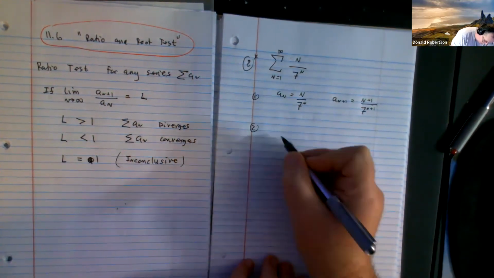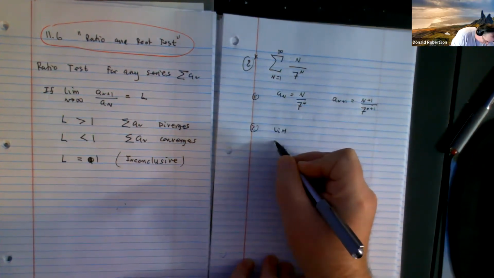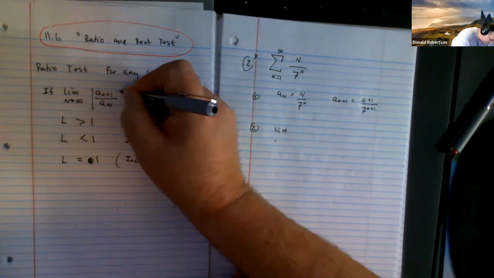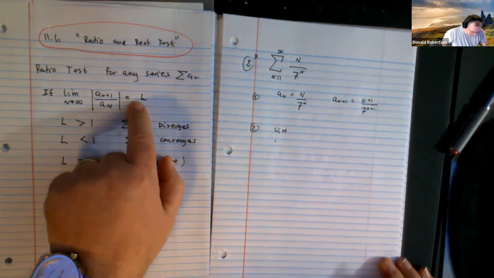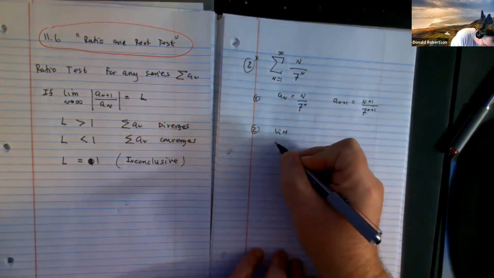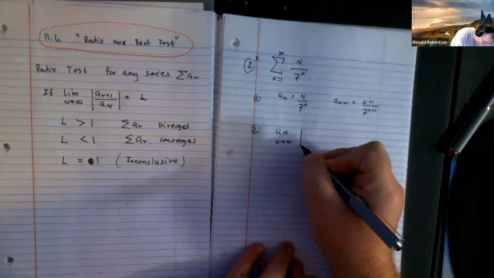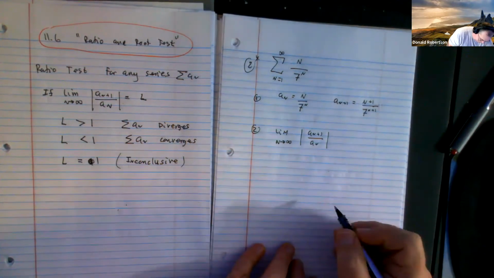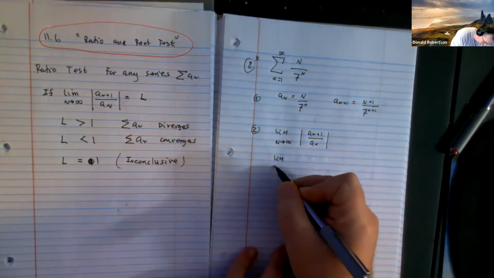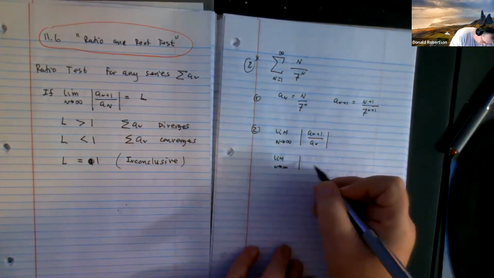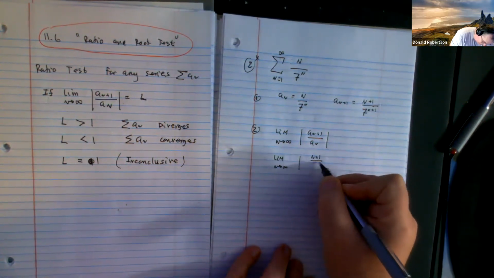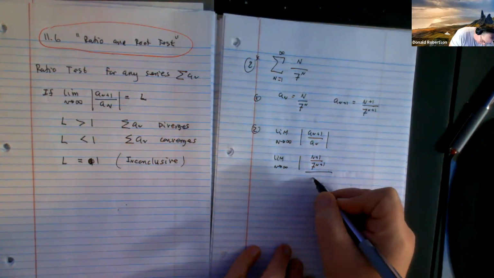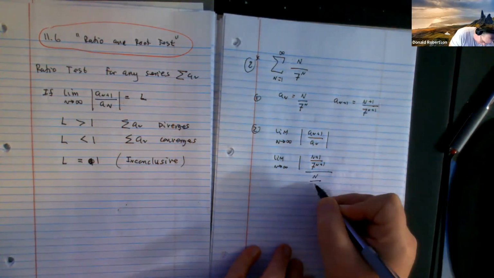Step 2 would be to find the limit. Just to make everything positive, I'll put in absolute values. So we're going to have the limit as n tends to infinity of the absolute value of a_(n+1) over a_n. And that's going to be the limit as n tends to infinity of (n plus 1) over 7 to the power of n plus 1, all over a_n, which is n over 7 to the n.